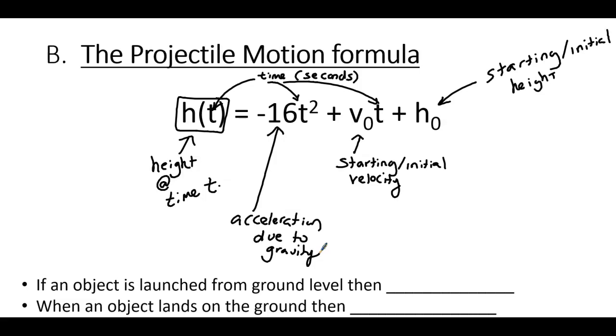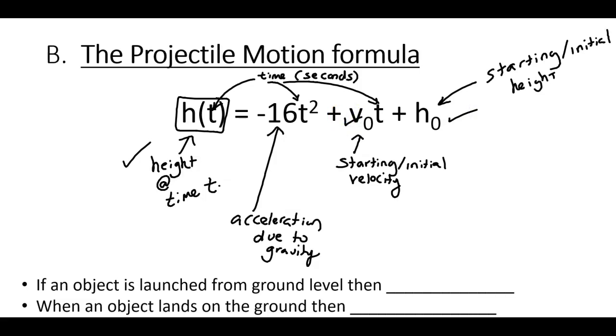Basically, objects fall towards Earth, so it's negative. They fall towards Earth, downward direction, at a rate of 16 feet per second, which means every second that goes by, it's going 16 feet per second faster. So that's the acceleration due to gravity. But anyway, this one over here represents our height at any time we choose to plug in. This one represents our starting height. This is our starting velocity. The t represents time.